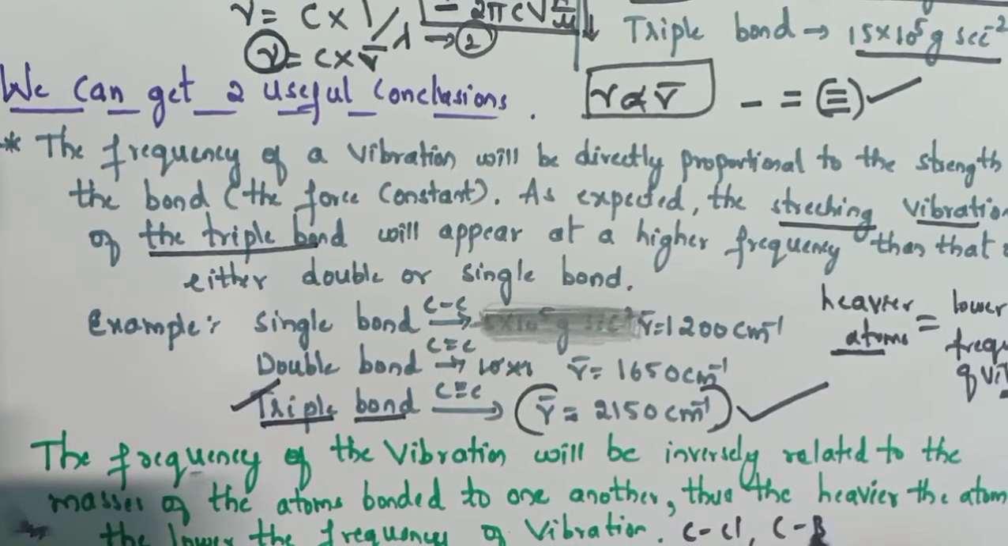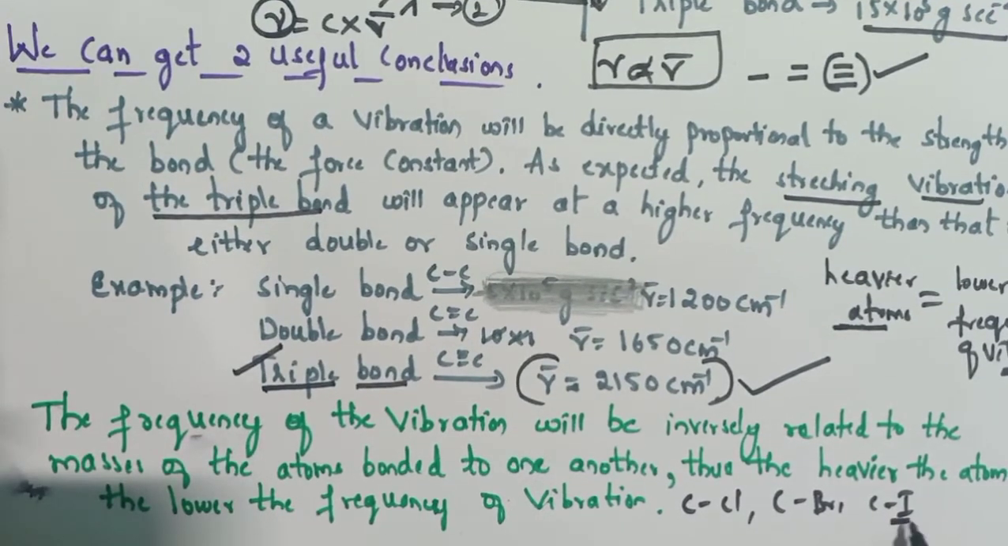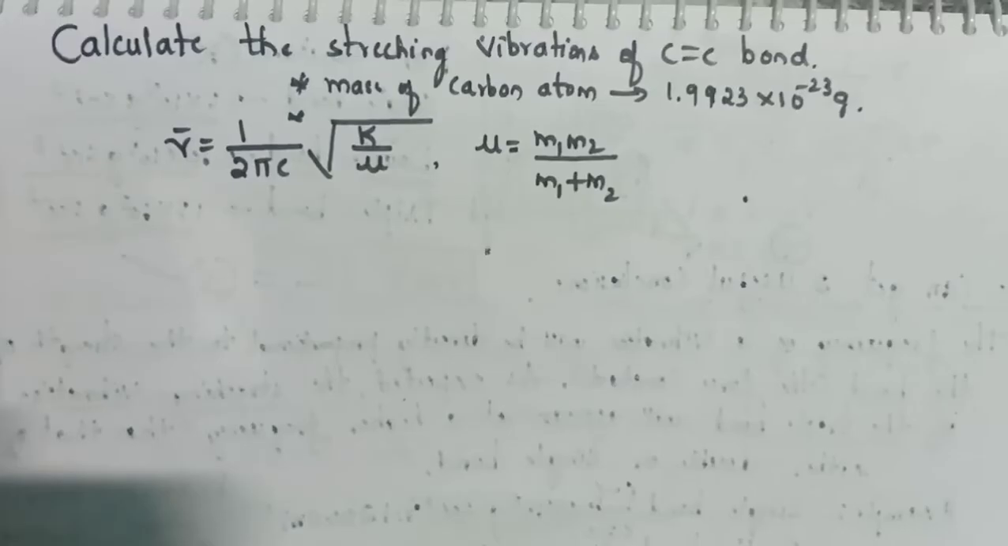C-Cl, C-Br and C-I. In this, the mass of I is more, but the frequency of vibration of C-I will be less. Let us write the values: 500 cm⁻¹, 600 cm⁻¹, and 700 cm⁻¹. See here, this one has more mass, but the frequency of absorption is less compared to these two. Now let us consider an example to understand it better.